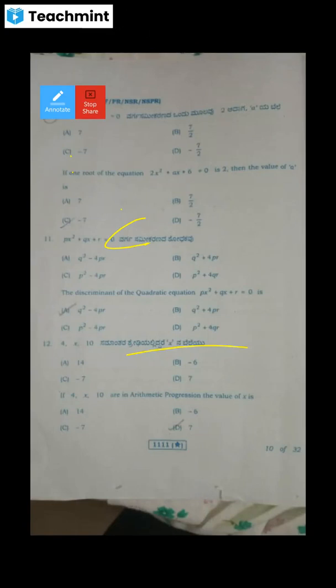So 12th one, if 4, x, 10 are in arithmetic progression, then the value of x is. For this you can directly use d is equal to ap minus aq divided by p minus q. That is 10 minus 4 divided by 3 minus 1. So 10 minus 4 is 6 divided by 2, 3 minus 1 is 2. 6 by 2 is 3.